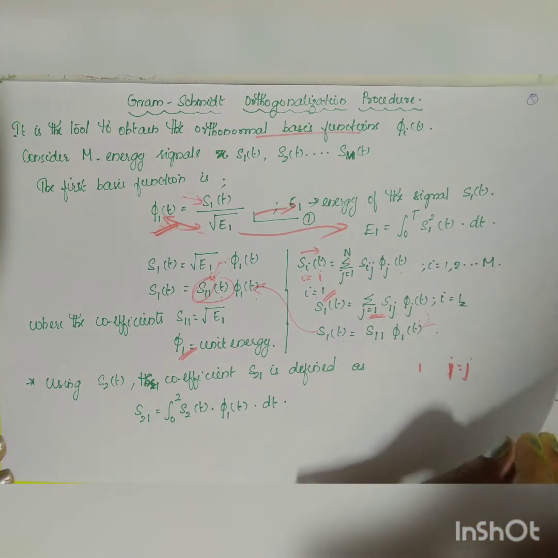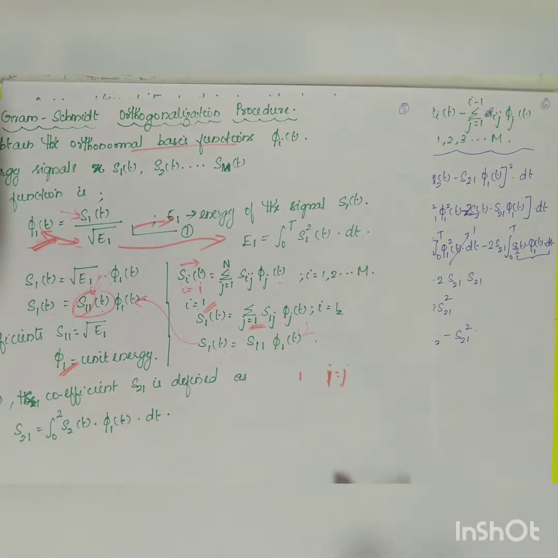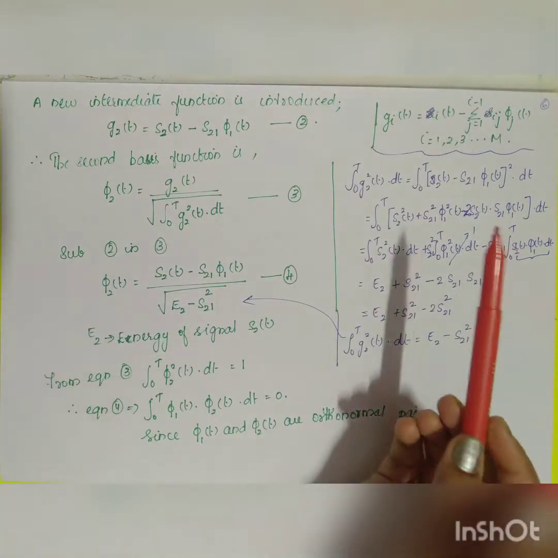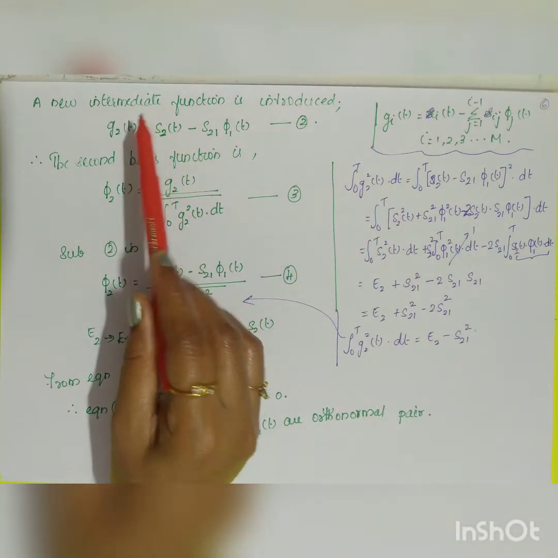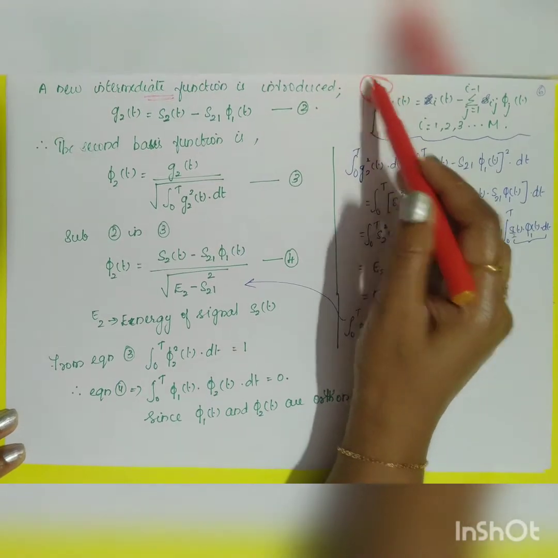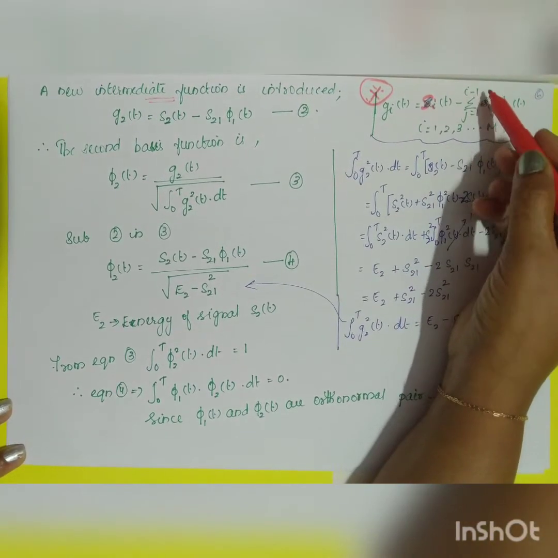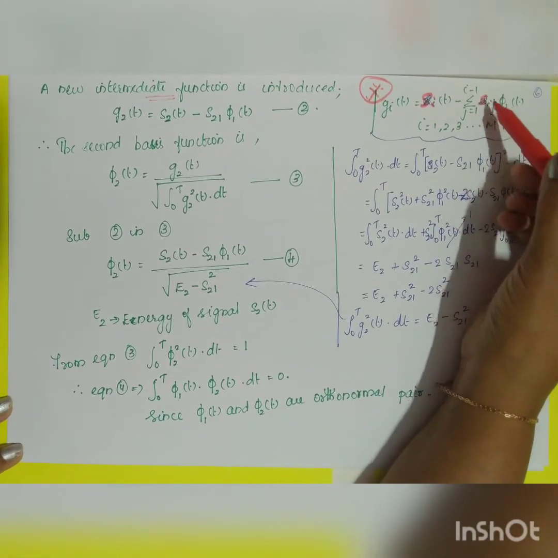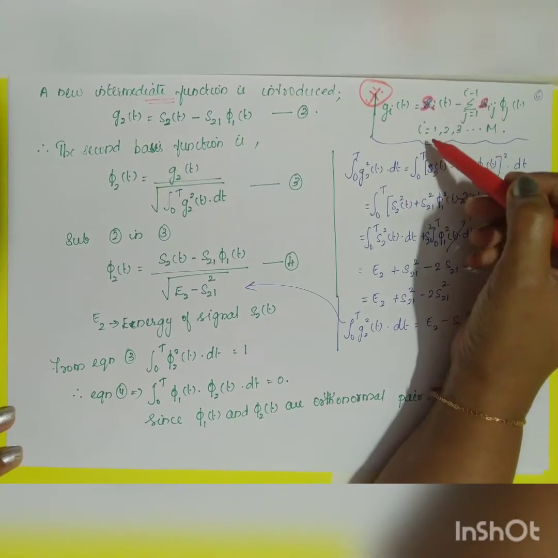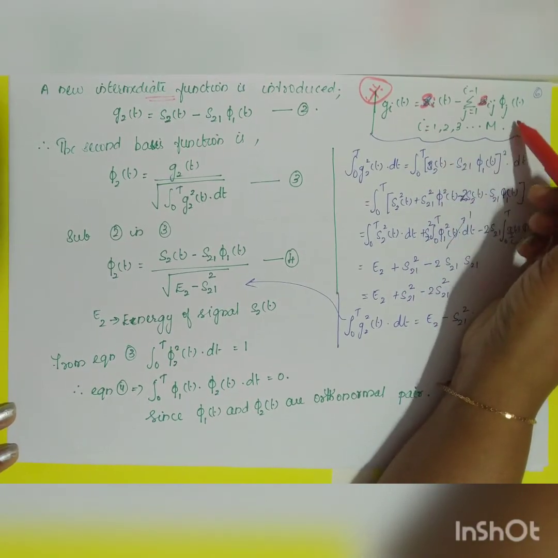As I have mentioned before, in order to find the second basis function, you have to introduce a new term called the intermediate function. The intermediate function is given by the formula gi of t is equal to si of t minus summation j is equal to 1 to i minus 1 of sij into phi j of t. What will be the value for i? i runs over the message signals, 1, 2, 3, etc. up till m.